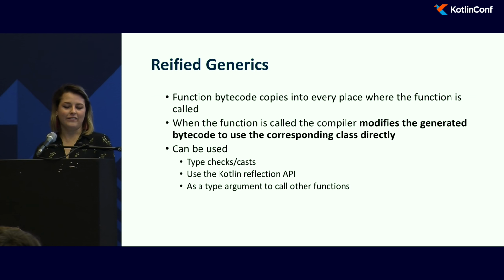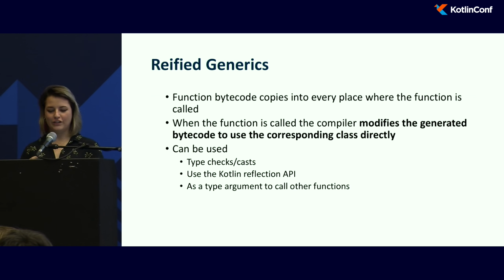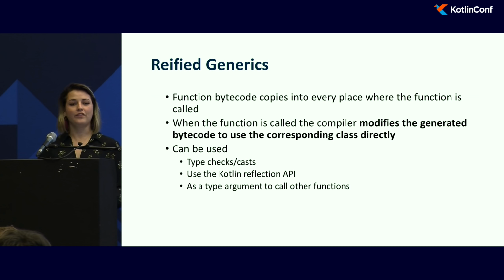As a workaround, Kotlin made it so that the compiler will take the inline function and the function of the lambda that's passed to it, and then copy that bytecode into every single place where the function is called. This is really amazing because when the function is called, the compiler knows the actual type, and it modifies that generated code to use the corresponding class directly. So reified generics are used as parameters in functions, and they allow you to preserve those types at runtime, which is how we're able to pass around functions as parameters.